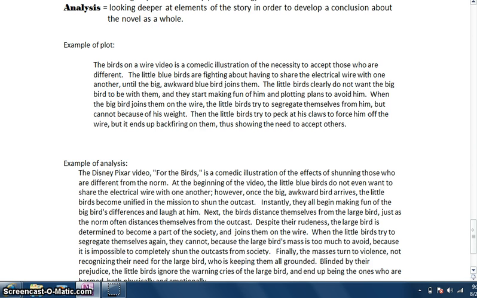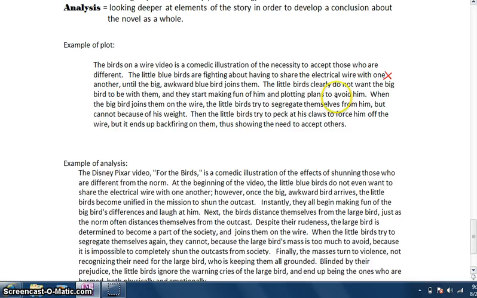The Birds Are on a Wire video is a comedic illustration of the necessity to accept those who are different. Okay, there's our topic sentence, what the paragraph's going to prove. The little blue birds are fighting about having to share the electrical wire with one another until the big, awkward blue bird joins them. Does this sentence analyze anything? Has it proven the topic sentence? The answer is no. It has not tied back to that topic sentence at all.